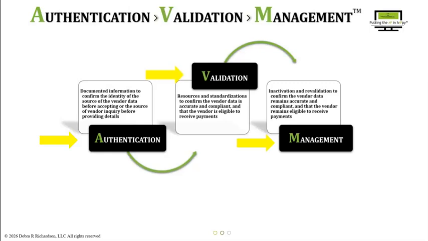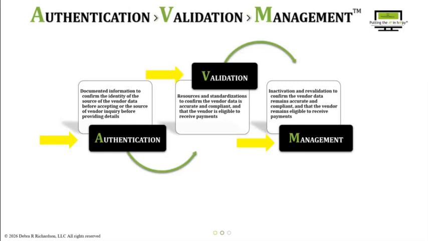Step 3 is once you get that vendor data in your vendor master file, you need to make sure it stays accurate. So, inactivating vendors after 15, 18, or 24 months because that information is now stale. Then, remaining vendors revalidating their information to make sure nothing has changed and to make sure they have not been added to a watch list since you last onboarded them. You also need to check for duplicates.